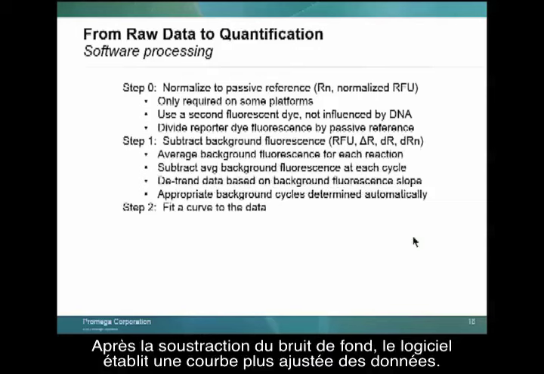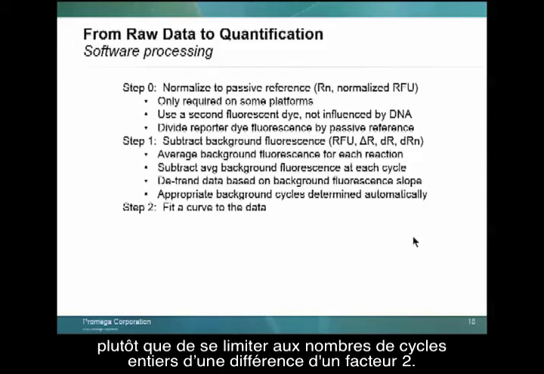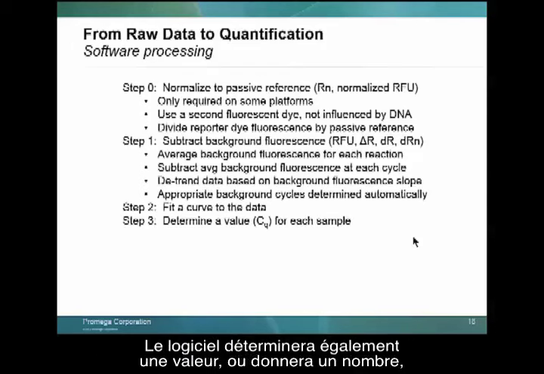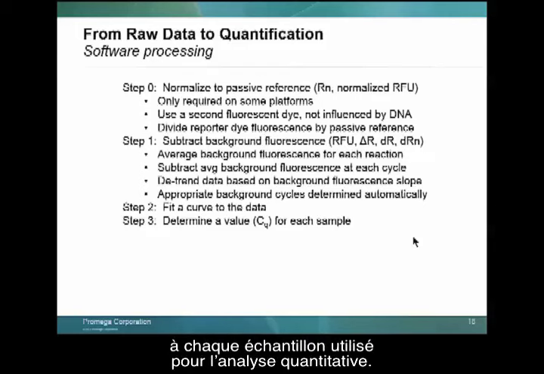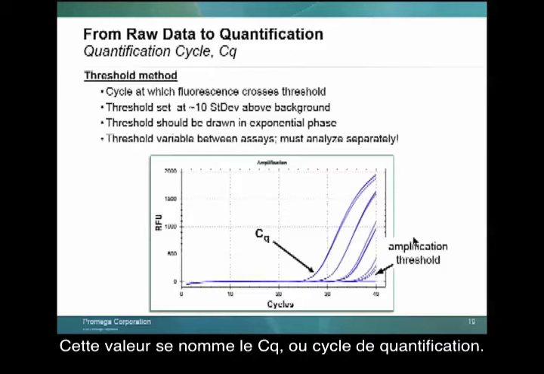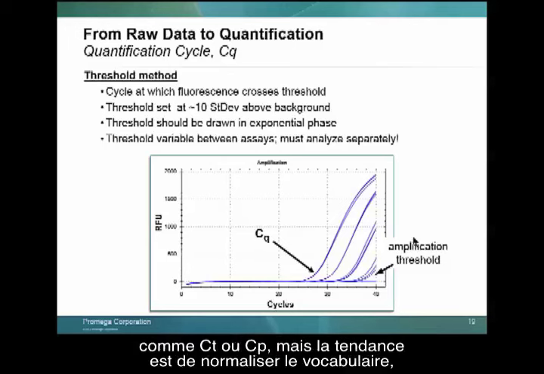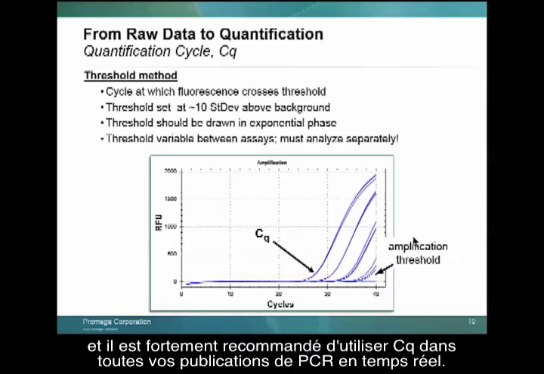After background subtraction, the software will fit a curve to the data, and this helps so that you can identify cycle numbers that might be fractional, so you aren't just working with whole cycle numbers and twofold differences. And it will determine a value or apply a number to each sample, so you can use this quantitatively. And we call this value the CQ, or the quantification cycle. You may see in the literature or on different platforms that they call it different things, like a CT or a CP, but the field is moving towards standardizing the vocabulary, and it's requested that you use CQ in all of your publications concerning real-time data.